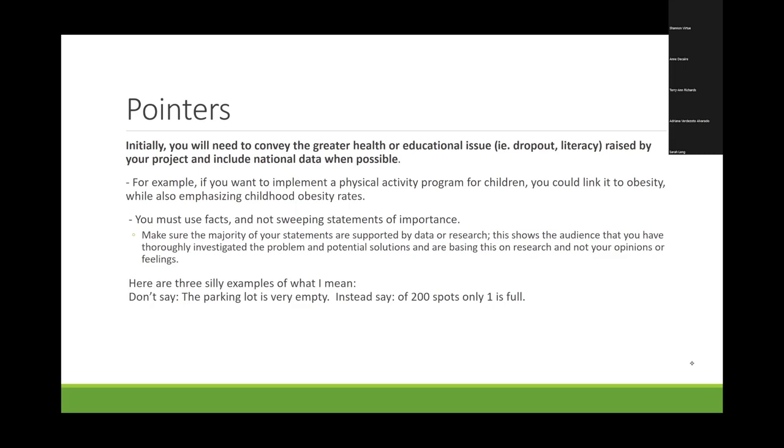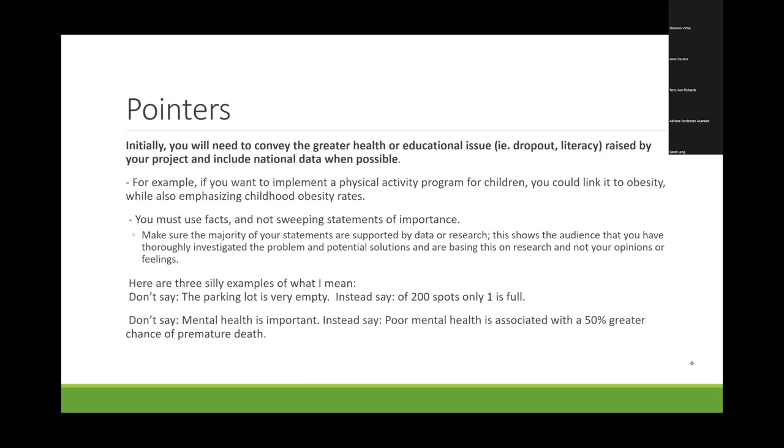Instead of you telling me that the parking lot is very empty, tell me that of 200 spots, only 1 is full. Hopefully that helps to describe, I don't want the sweeping statement of importance, which is that the parking lot is very empty. I want to be able to see for myself through your data presentation that this parking lot is very empty. So I'm going to conclude when you tell me that of 200 spots, only 1 is full, that I can see right now in my mind, huge parking lot, only 1 full, the parking lot's pretty empty. I'm concluding it for myself through your data.